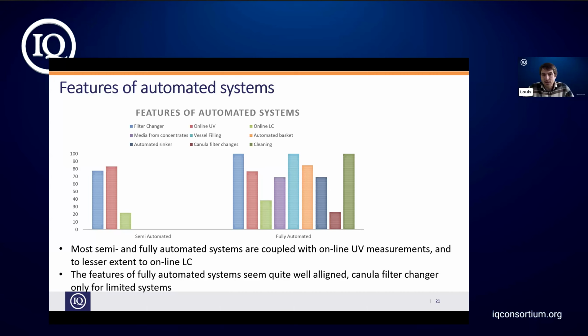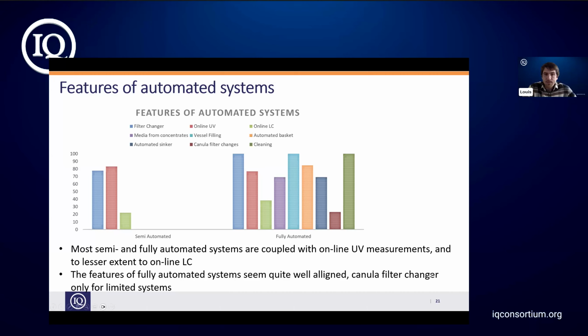Then again, the trend for online is a bit the same. Online UV, we see close to 80%, and even close to 40% of responders use online LC. Of course, with a fully automated system, you can argue the benefit of online measurements is even larger, because now you can not only do, let's say, one run in the evening when you go home, but you can do full continuous runs with analysis at the same time. So when you come back in your lab after the night or after the weekend, you would have the results of all those runs over that period already available.